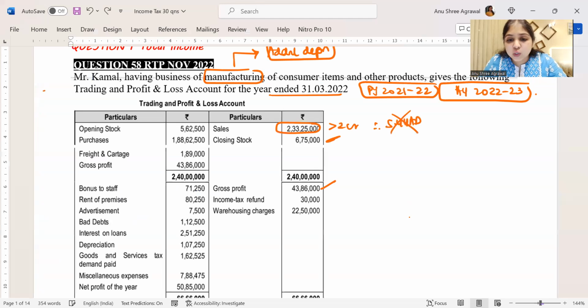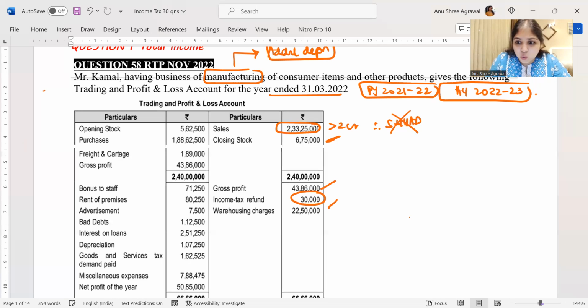Okay, will I take it to any other head? Will it be taxed under any other head? No, it's income tax refund. Income tax refund is not taxed under any other head. Had it been interest on income tax refund, that you would have taxed under which head? Interest on income tax refund, that you would have taxed under IFOS. This is not interest. This is only income tax refund. I will not take it to any other head. Warehousing charges. Anything to be done about warehousing charges? Nothing as of now. It's your normal business income.